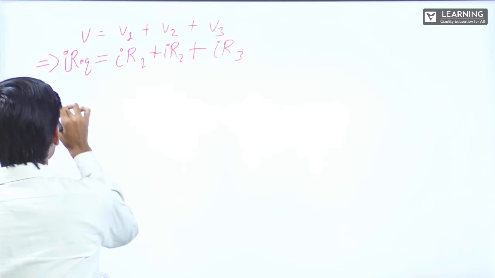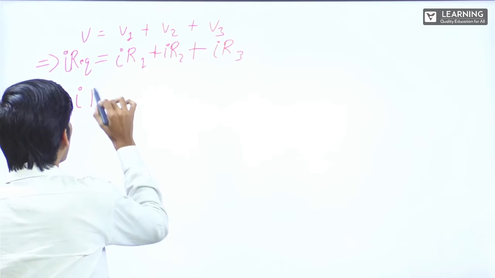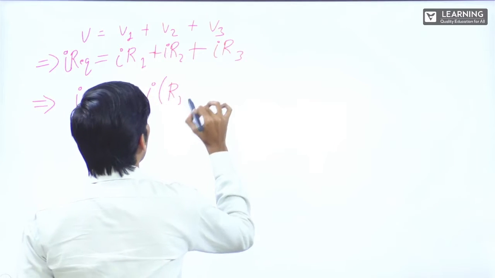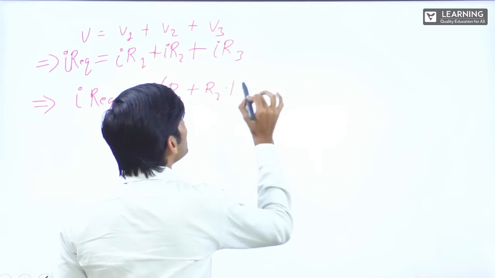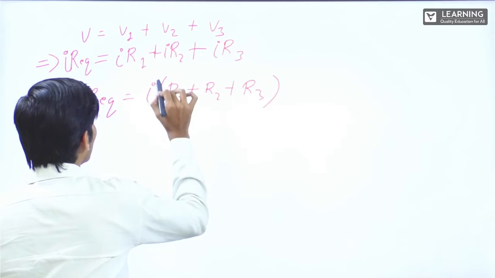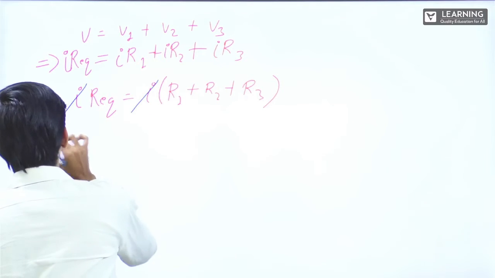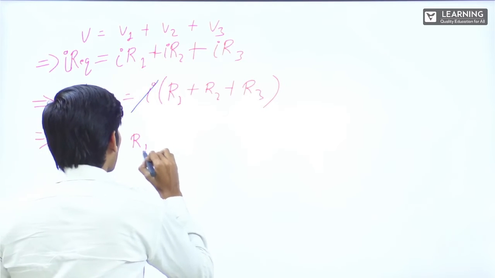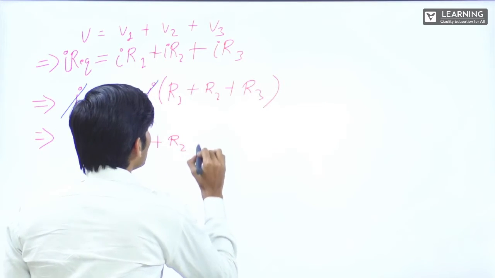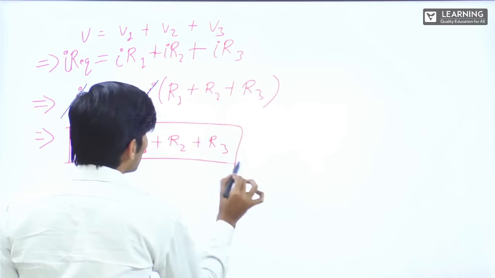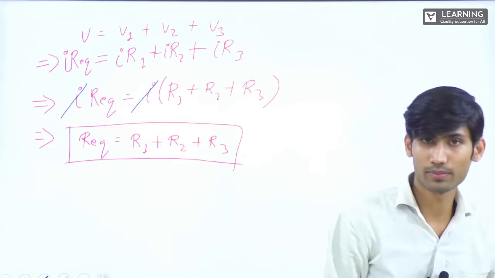Now see here, I R equivalent is equal to I, if I take common, this will be R1 plus R2 plus R3. Now this I will be cancelled. What I am left with: R equivalent is equal to R1 plus R2 plus R3. This is the equivalent resistance when three resistances are connected in series.